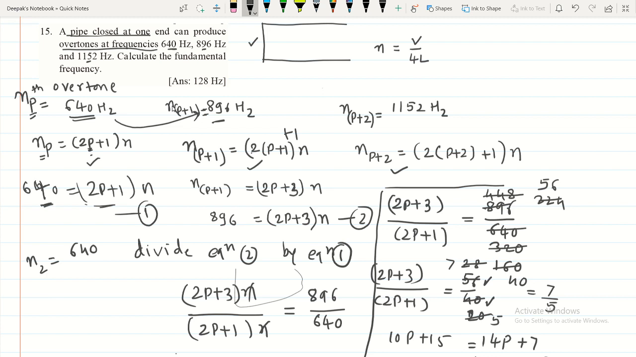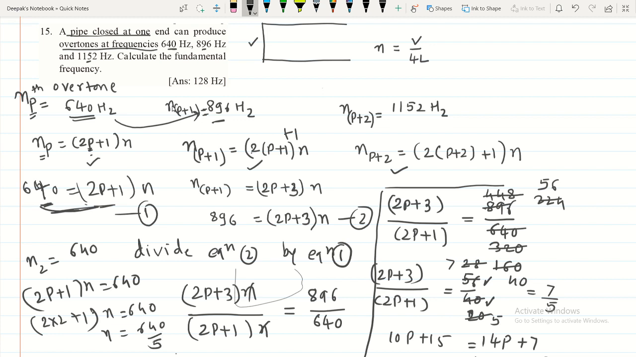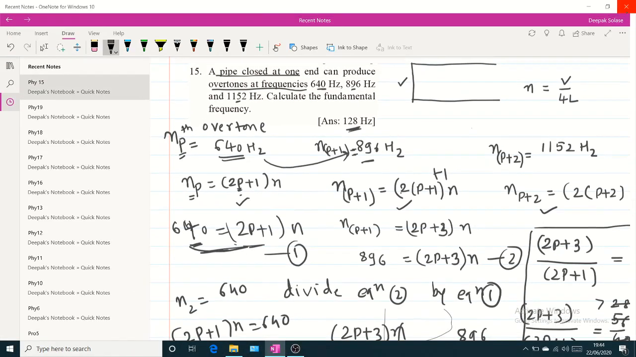But n2 equals 640, then 2 into (p plus 1) into n will also be 640, because this factor I'm just equating, right? So this p is nothing but 2, so 2 into (2 plus 1), into n will be equal to 640. So 2 plus 1 is 3, 2 into 3 is 6... so n will be equal to 640 divided by 5, and this is nothing but your answer, that is 128. So this factor you will get is 128, right? So this is the solution of this particular question number 15.